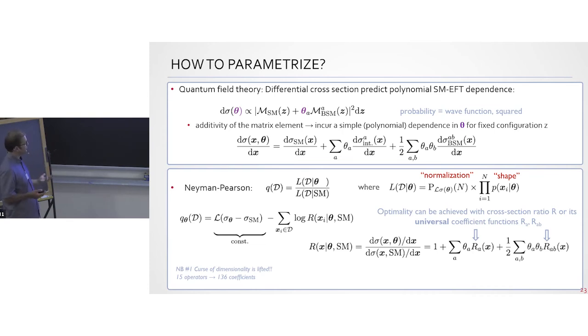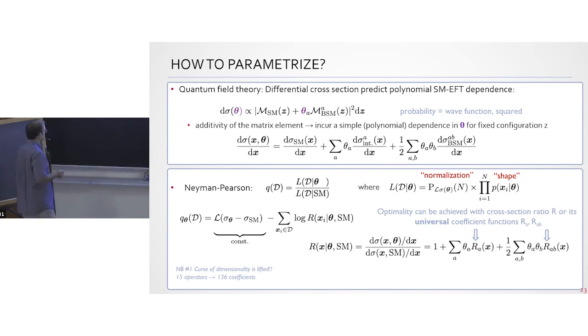So all you have to know are universal coefficient functions. I call them here RA, RAB, you can call them N. And these are the things that control the optimal test statistic in all the SMEFT parameter space.